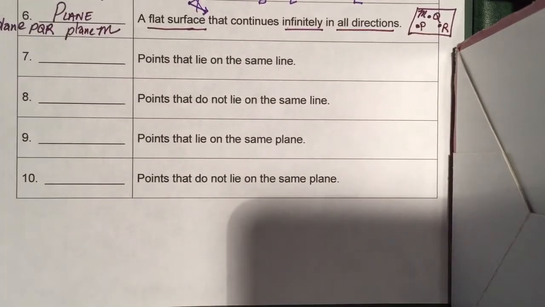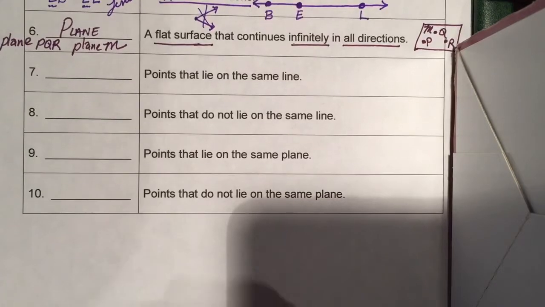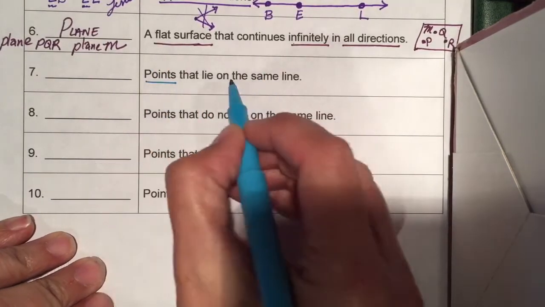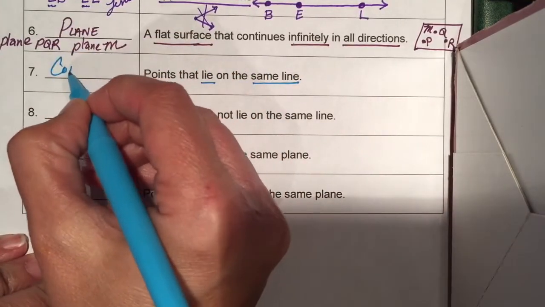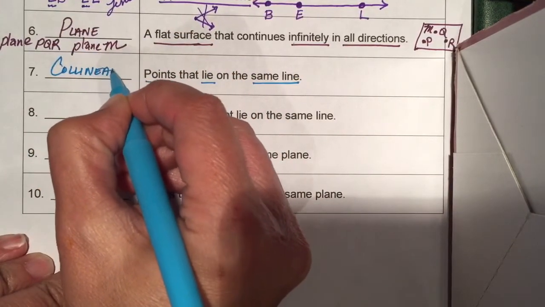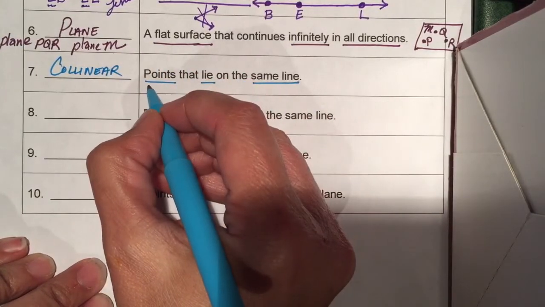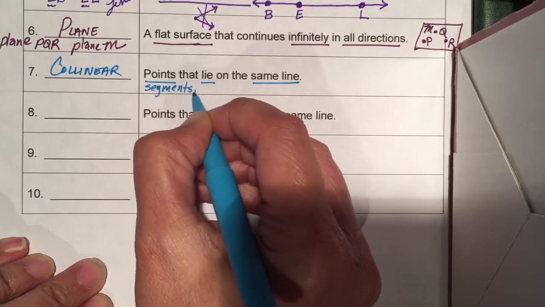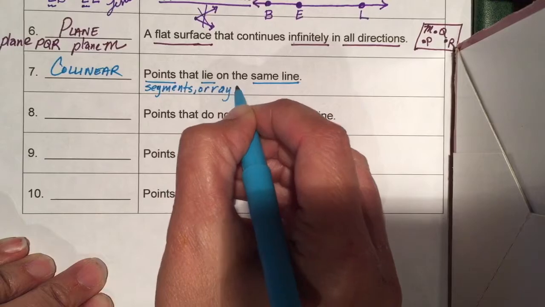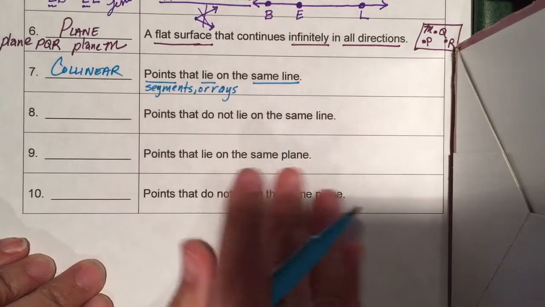All right, so number 7. If we're looking at number 7, we're looking at points that lie on the same line. So points that lie on the same line, those are collinear. Now I'm going to expand this. This can be points, segments, or rays that lie on the same line. Any of those can constitute collinear, as long as they're on the same line.